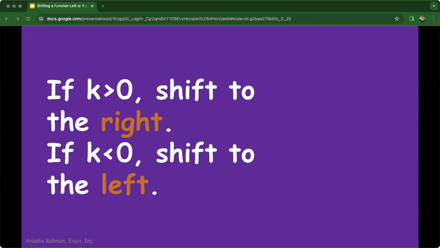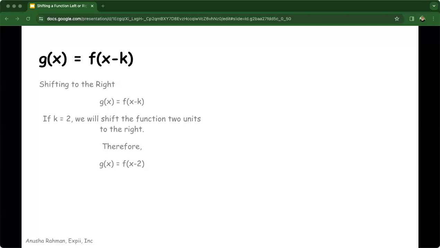That's a great question. If k is greater than 0, the parent or base function will shift k units to the right. If k is less than 0, the parent or base graph will shift k units to the left. Be careful with your signs. The standard equation for a horizontal function transformation has a minus sign inside of the parentheses.